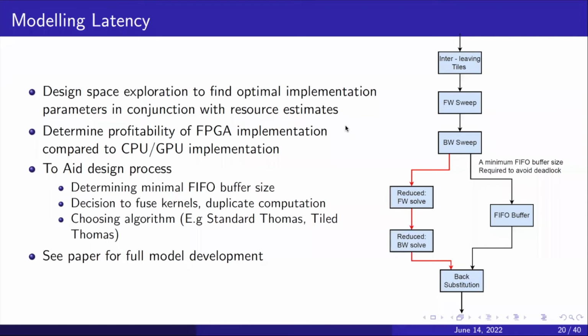Let's look at the use cases of the latency model. Latency models can be used to predict performance. They can be used with a resource estimation model to find optimum design parameters. In this way, we can check the profitability of implementing a design on FPGA compared to other architectures. Models can also be used when designing, to determine the minimal FIFO buffer size in branches like this. Also, when we are making decisions to fuse kernels or duplicate computation, or choosing an algorithm like the tiled Thomas algorithm or the standard Thomas algorithm. We have developed models for each application and tested them, and they gave over 85% accuracy.